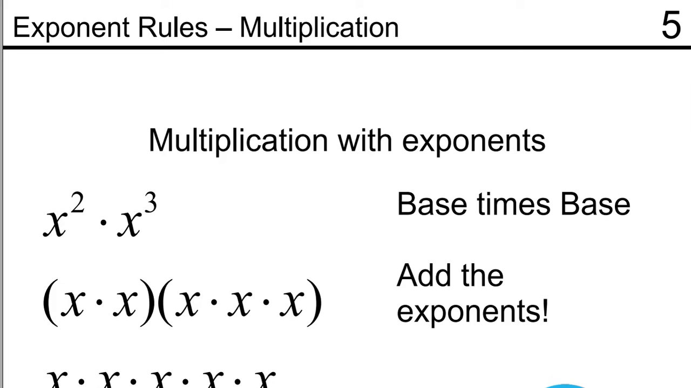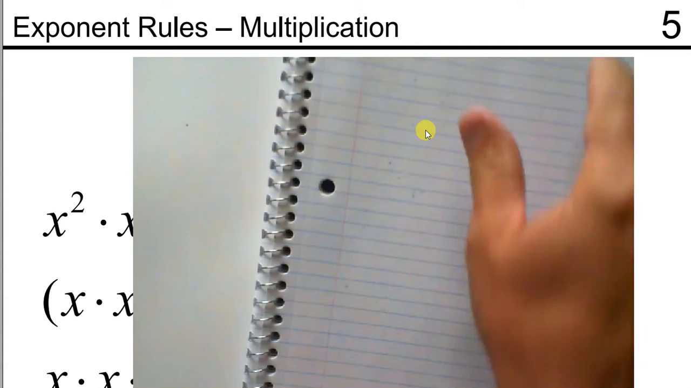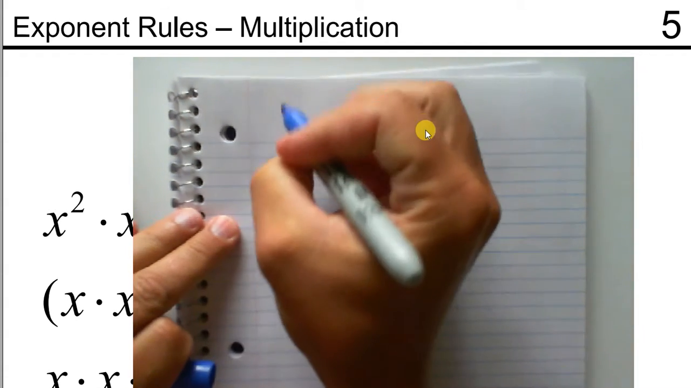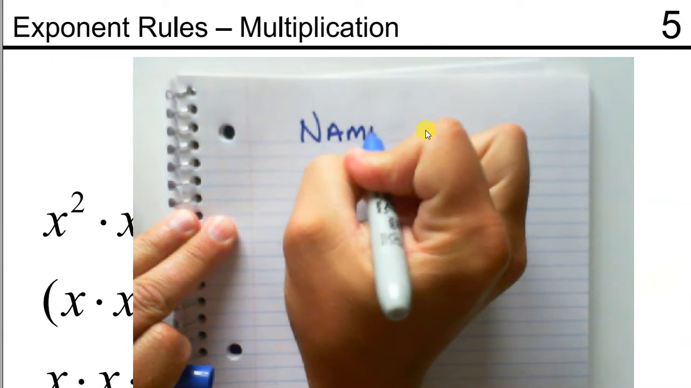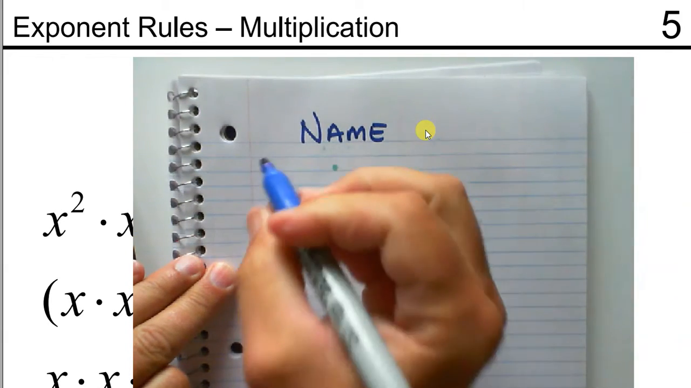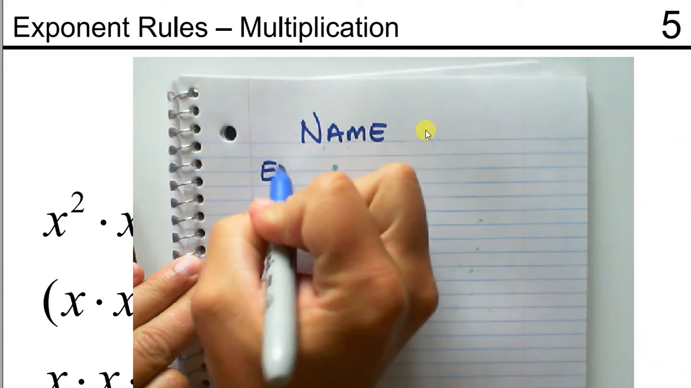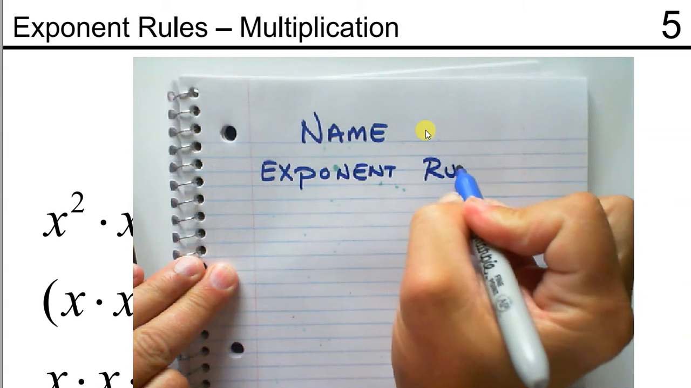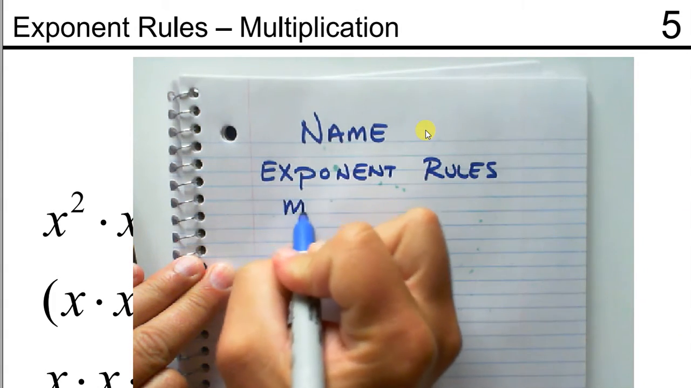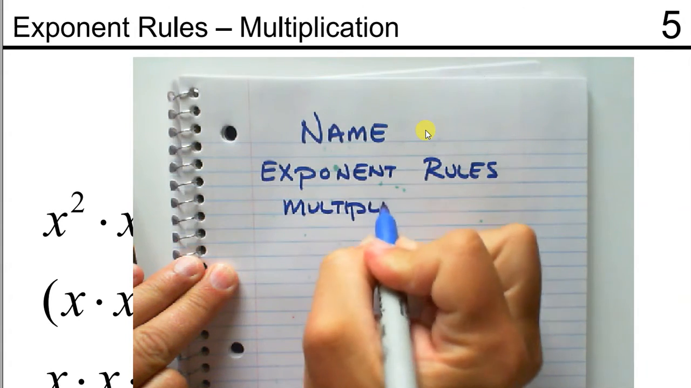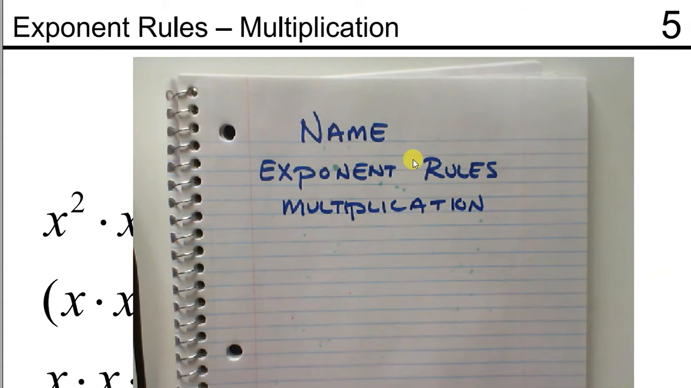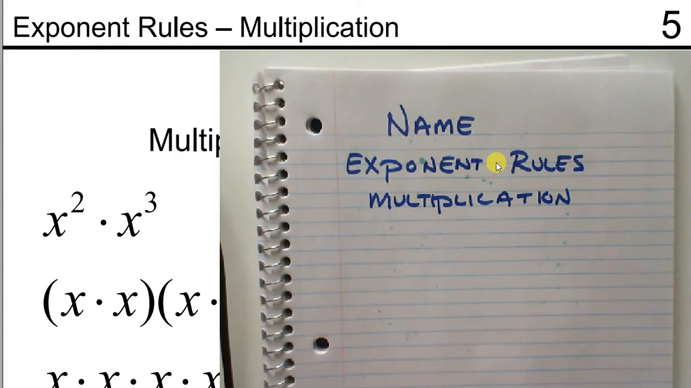All right, let's get going on the notes. So we're going to start with our name and our title. So name. And the title is Exponent Rules Multiplication. And we're going to start with this one right here. I'm going to explain how this works, and then I'll give you a nice little rule for it.